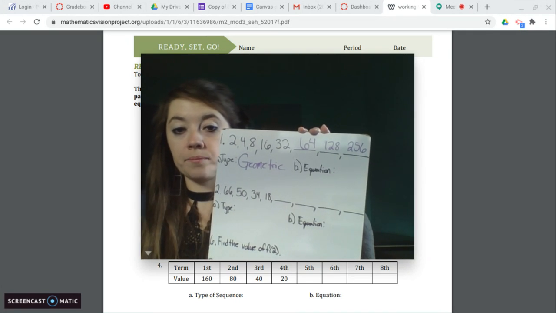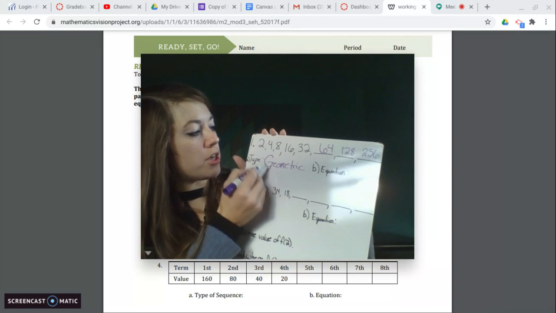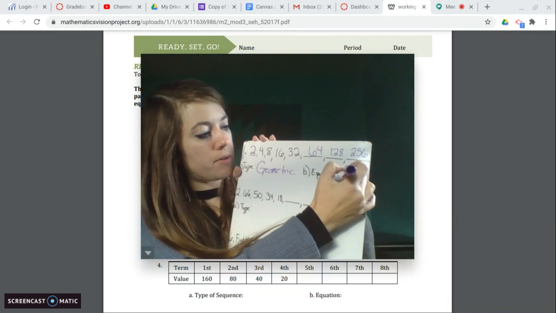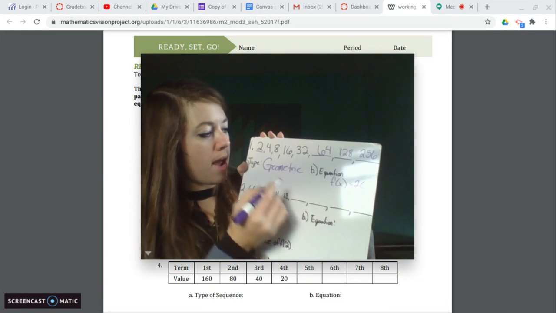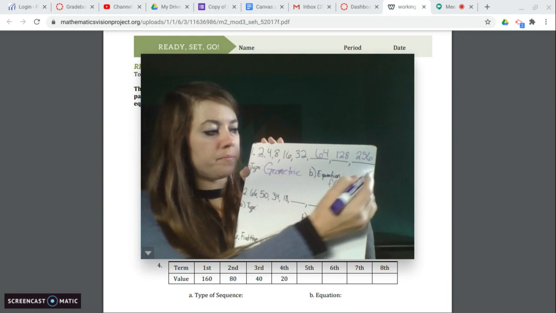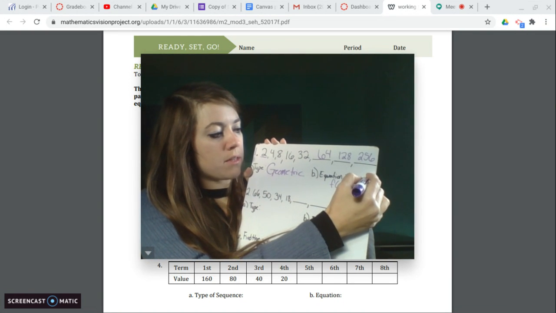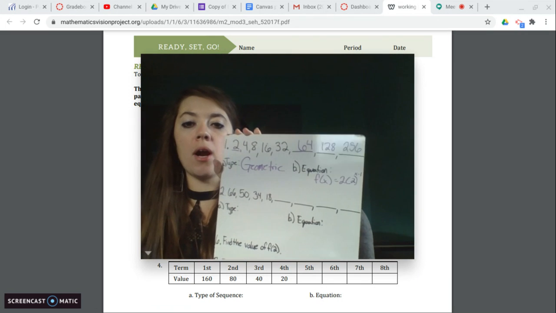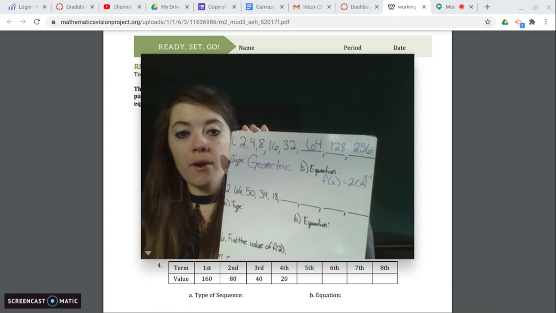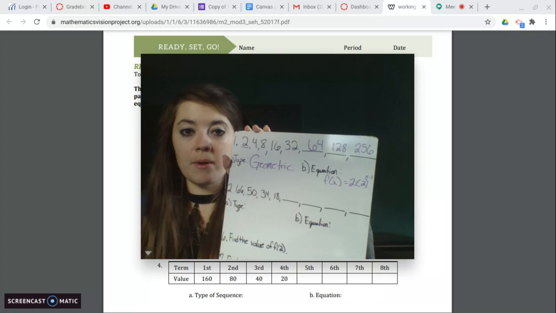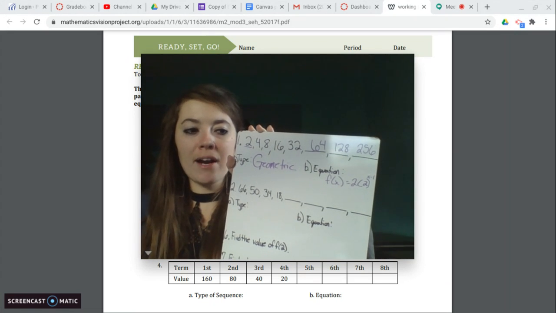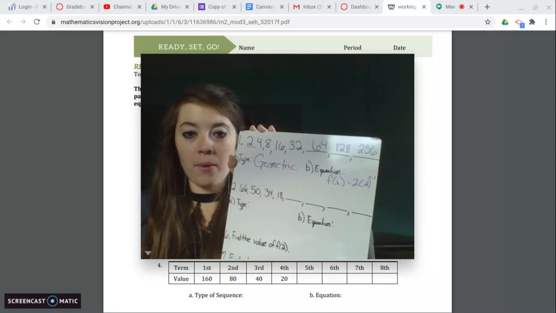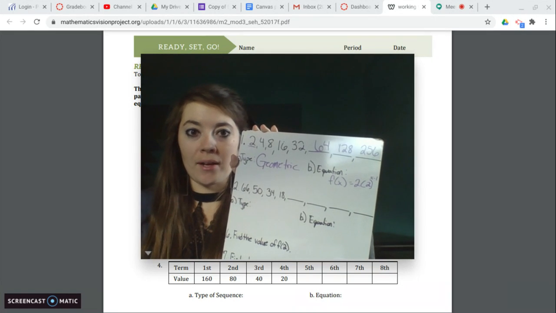Now for our equation. Well, it's geometric, so start with the first term given to us. So f of x equals 2 times, what do we multiply by each time? 2 to the exponent of x minus 1. Remember, on geometric sequences, your variable goes in the exponent. Some of you guys are leaving the variable off altogether and just doing 2 times 2. That's not an equation. You have to have a variable in there in order for there to be an equation. So keep that in mind, okay?